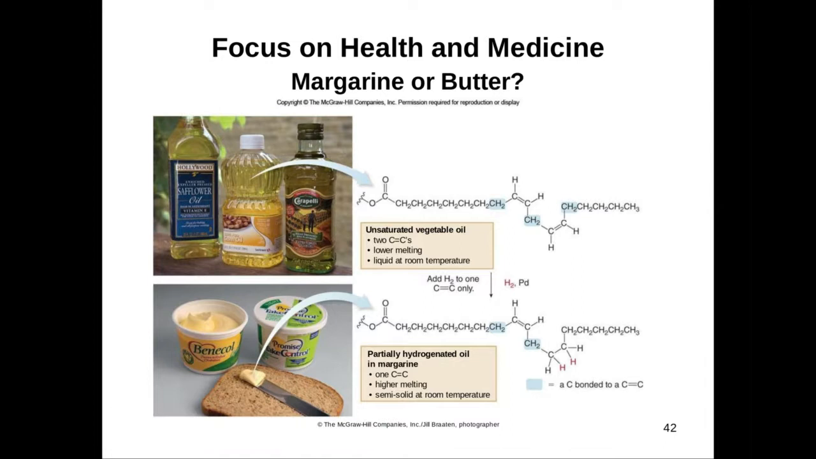So kind of an interesting thing if you like butter or if you like butter substitutes. I think both are good. They both have their ups and downs.